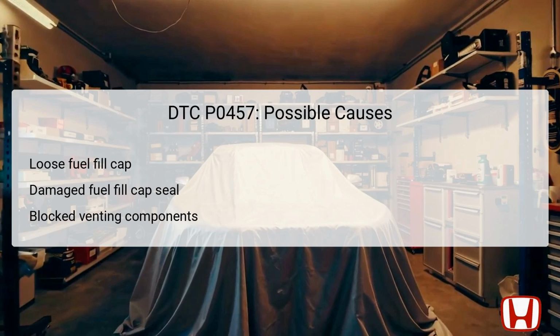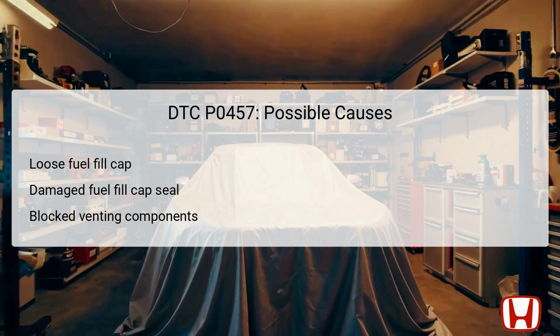Another cause could be a damaged seal or O-ring on the fuel fill cap, allowing vapors to escape. It's also worth investigating if the mating surface of the fuel fill pipe shows signs of wear or damage. Additionally, clogged or blocked components in the fuel venting system, including the EVAP canister vent shut valve, can lead to pressure differences that trigger this code.